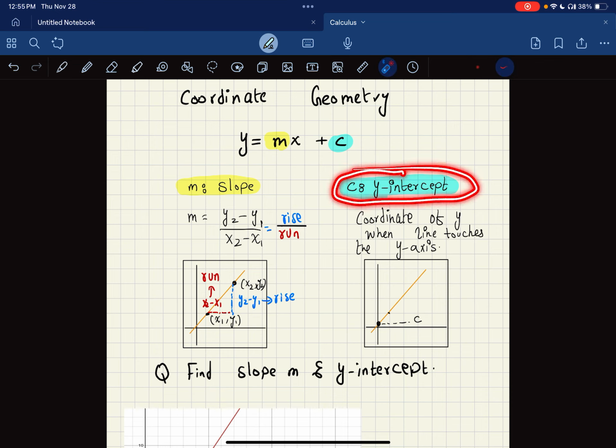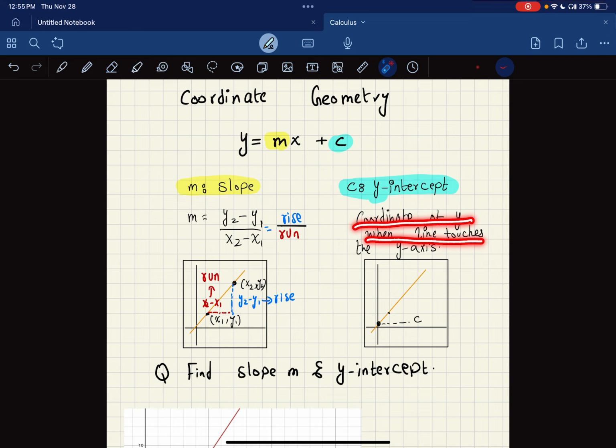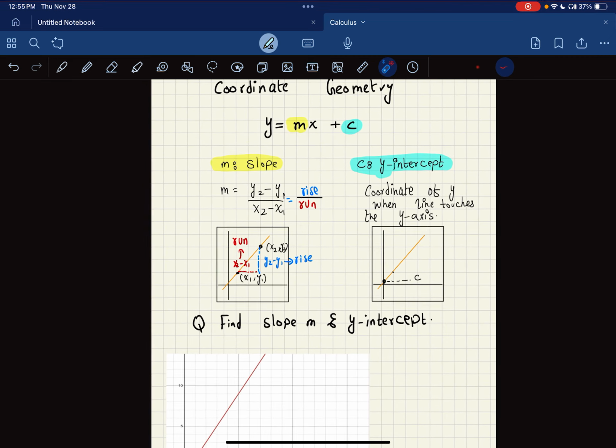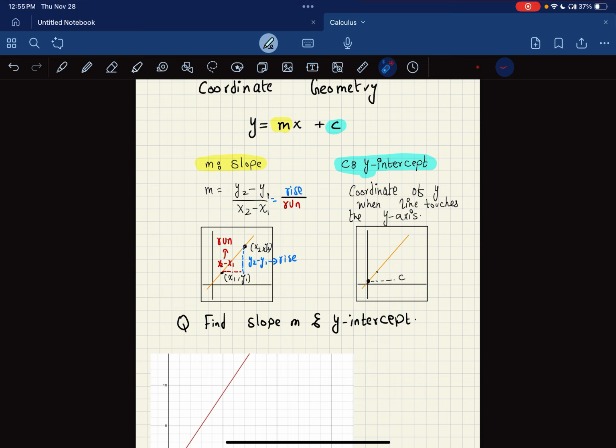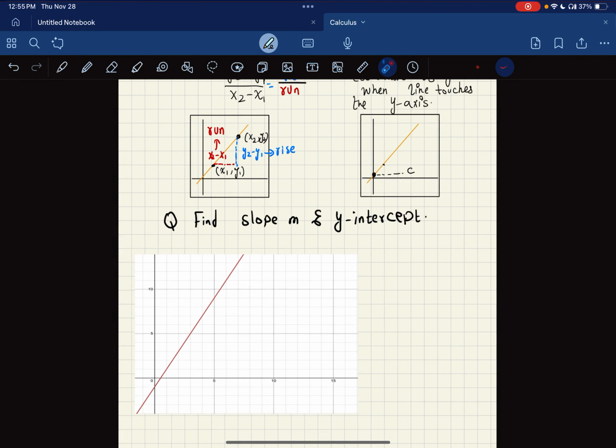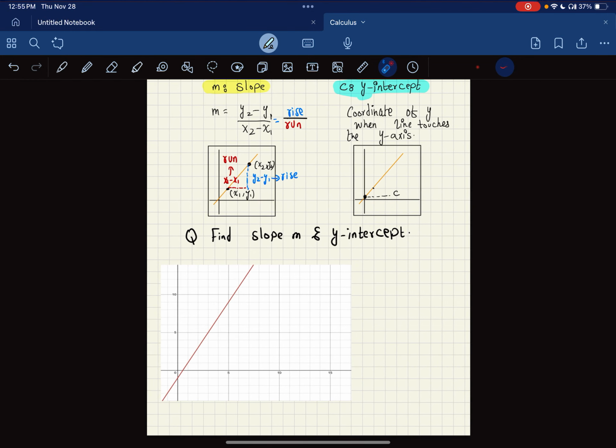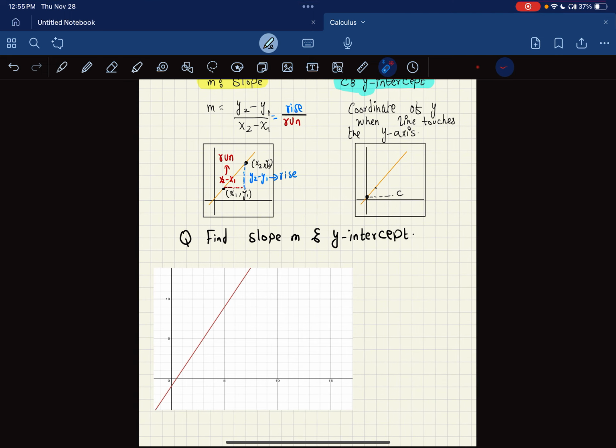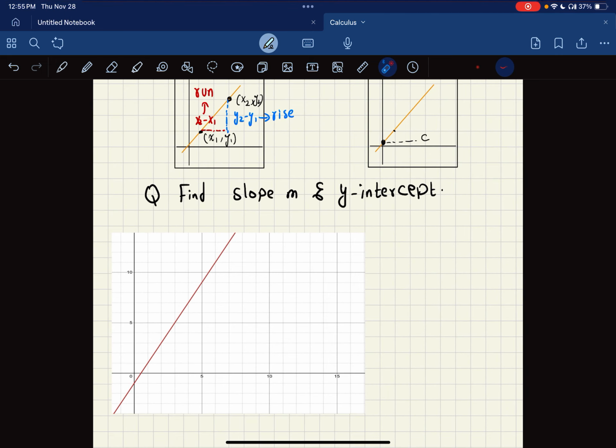Secondly, the y-intercept is the y coordinate when the line touches the y-axis. So if you have the graph, you can just look it up. Whatever y value you get when the line or curve or whatever you have on your graph touches the y-axis, that's going to be the y-intercept. Okay. So let's practice figuring out the slope and the y-intercept over here.